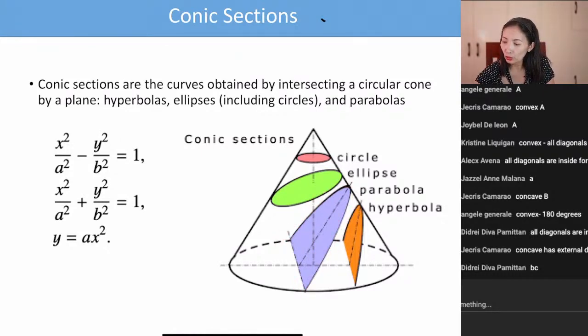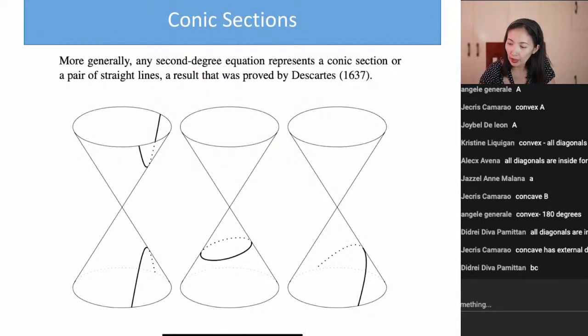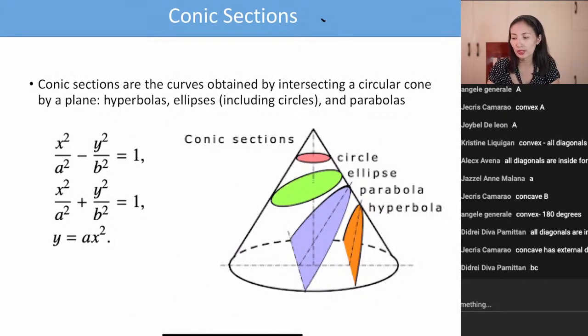If we have two cones, let me show you. This is for a hyperbola. One upper curve and one lower curve. Okay, hyperbola, this one is an ellipse, this is a parabola. So they are sections of the cone, hence conic sections.